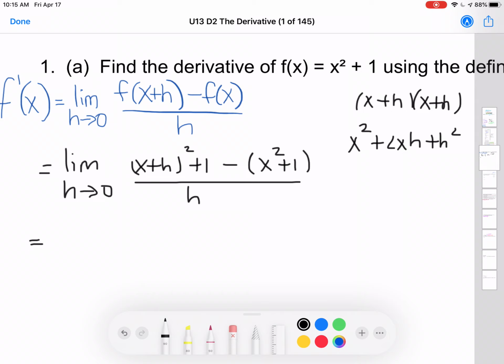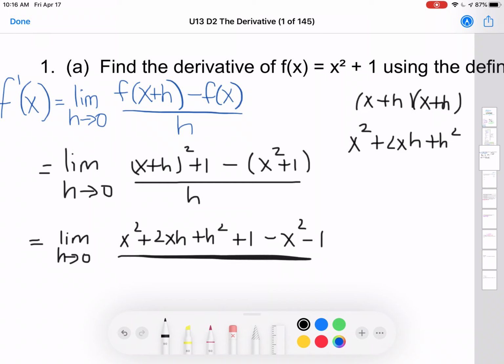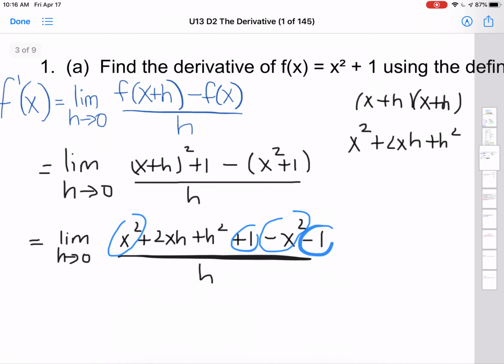Okay, so let's come back here. The limit as h approaches 0, x squared plus 2xh plus h squared plus 1, right? And now I'll distribute that negative, minus x squared minus 1 over h. And then we'll combine like terms. So the x squared and the negative x squared wipe out. The 1 and the negative 1 wipe out. I'll make a little more room.